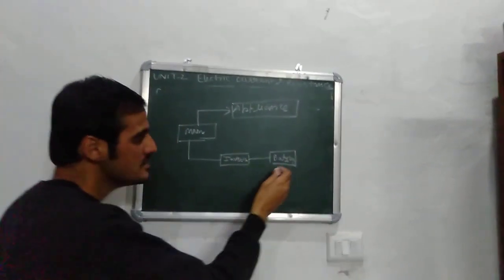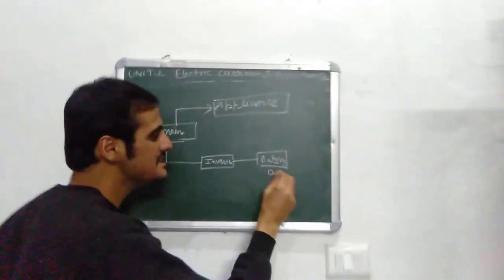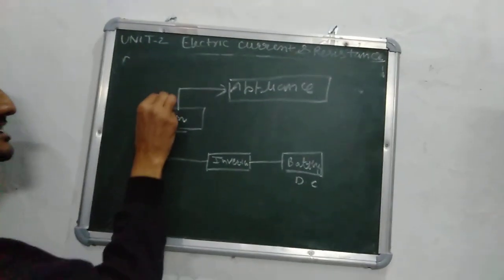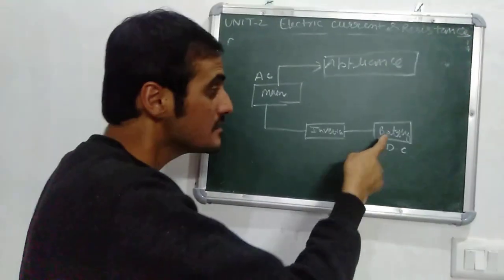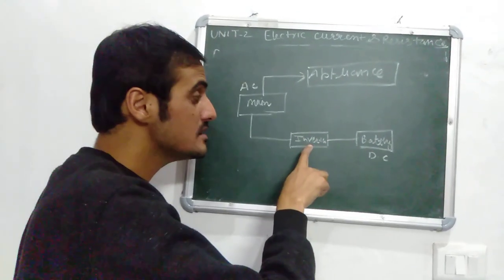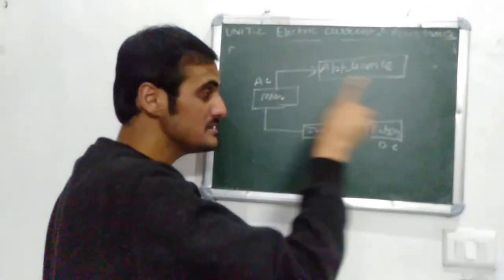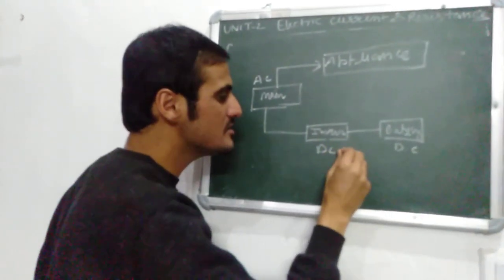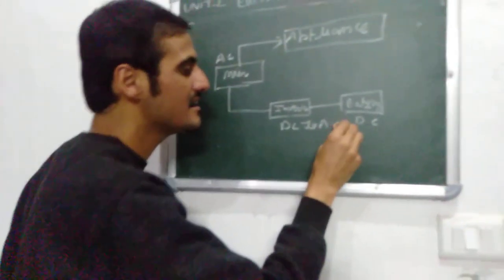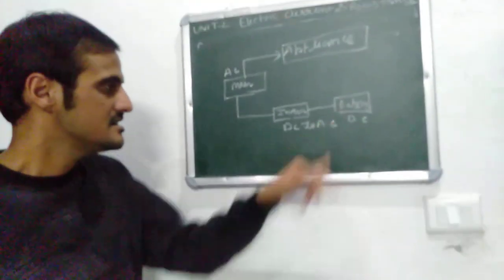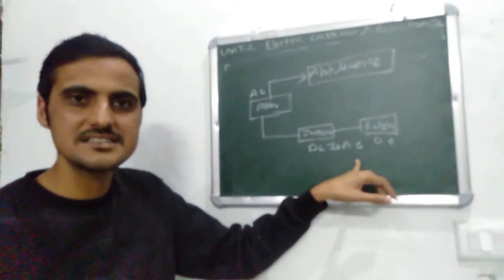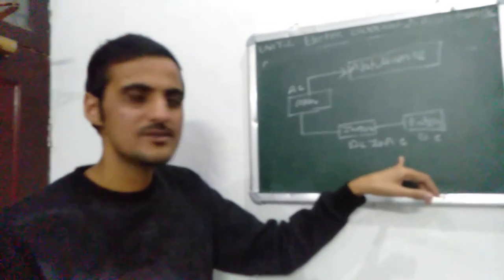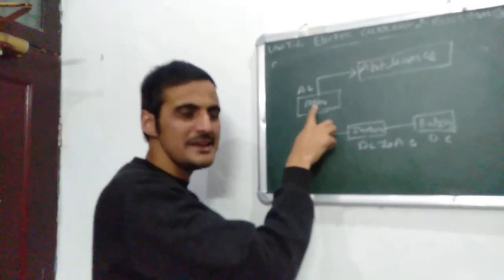And which type of current is in the battery? It is DC. And which type of current is in the main? AC. Okay, now what will happen? The battery gives current to the inverter, then it goes to the main. That means DC is converted to AC in that case. Okay, and this is the main.